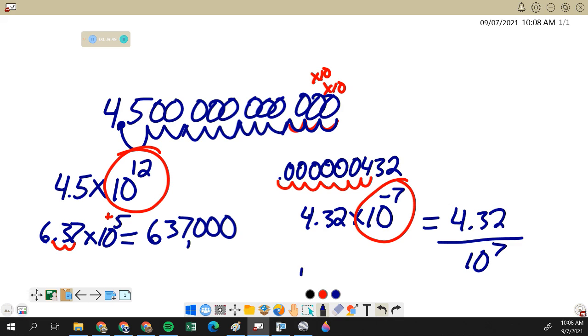Okay. All right, get to work for our 1.4b.